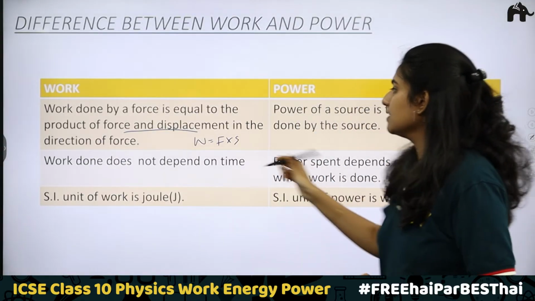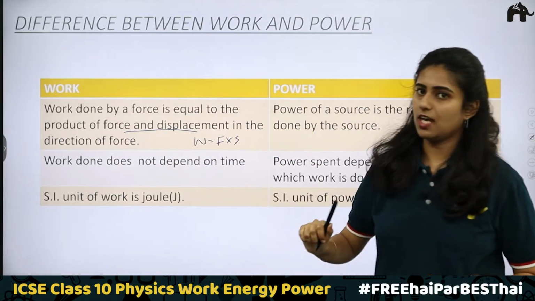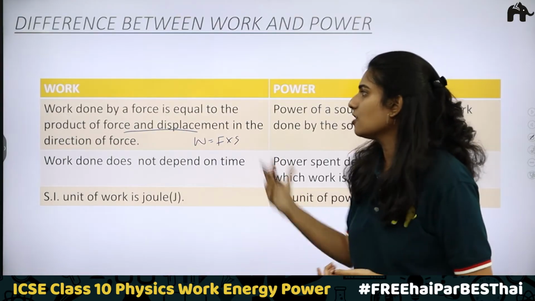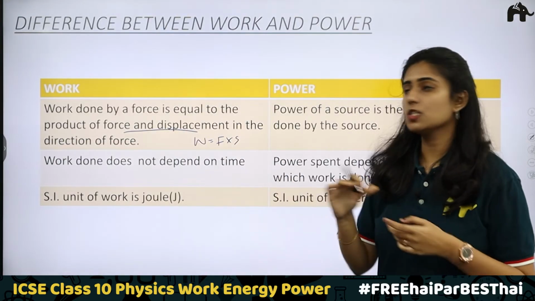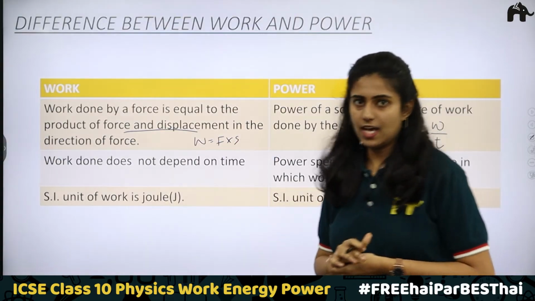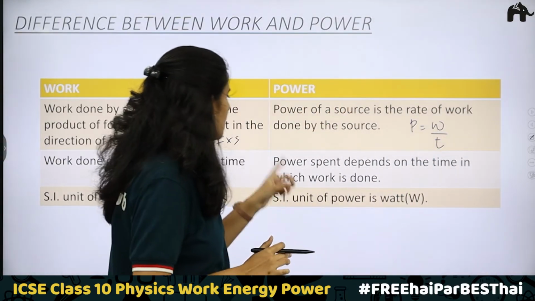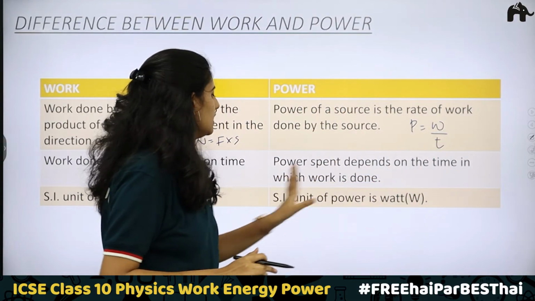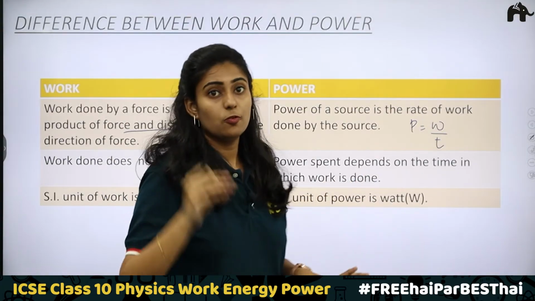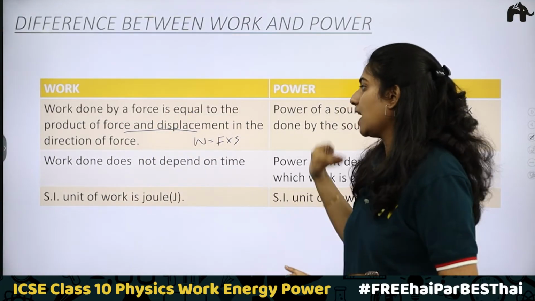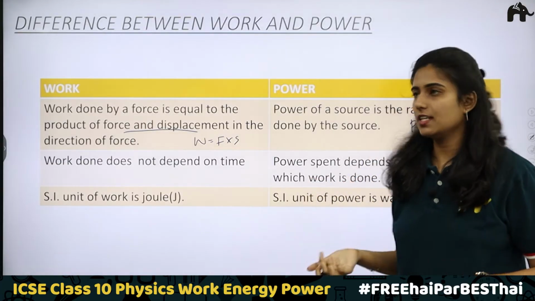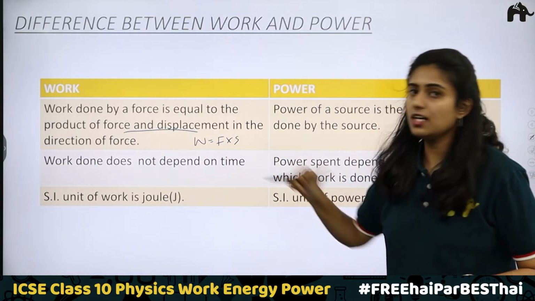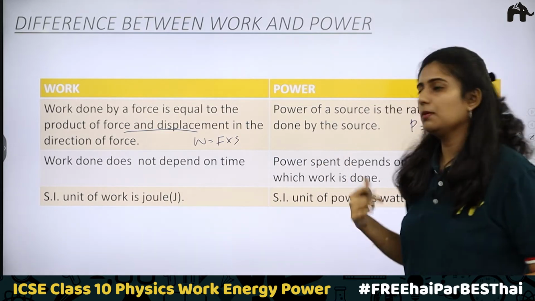Okay. Next difference is work done does not depend on time. What are the factors on which work done depends? Work done depends on force and displacement. There is no role for time here. What about power? Power spent depends on the time in which work is done. Work by time is power. When time increases, power decreases. Power and time are inversely proportional. So, work does not depend on time, whereas power depends on time.